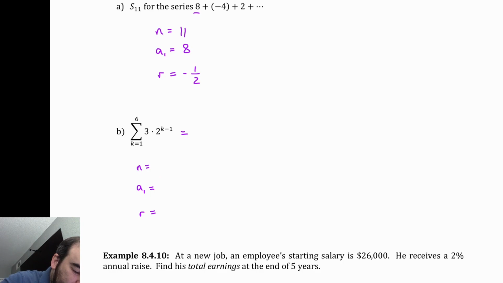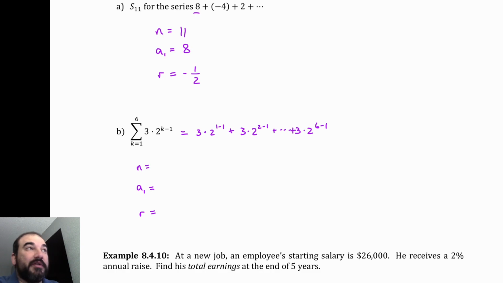That gives us 3 times 2 to the 1 minus 1 plus 3 times 2 to the 2 minus 1, and so on, all the way to 3 plus 3 times 2 to the 6 minus 1. So those would be the terms of the series.